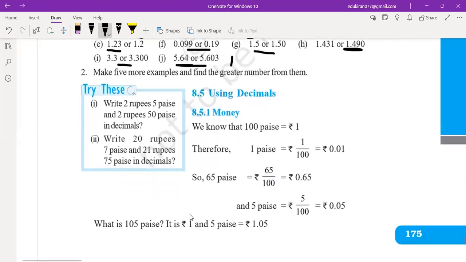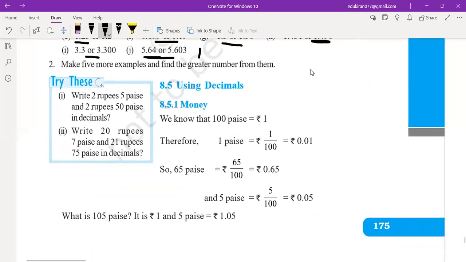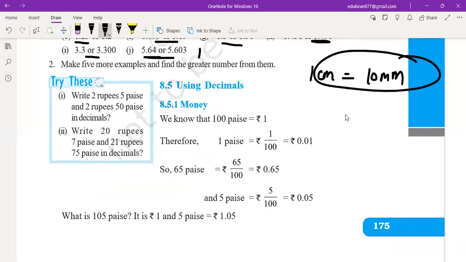So now what we are going to do over here is the conversion. I told you the first one already: 1 centimeter equals 10 millimeters. Now there is one more conversion, which is rupees. 1 rupee basically equals 100 paise.